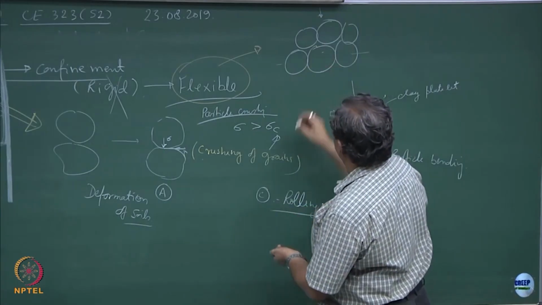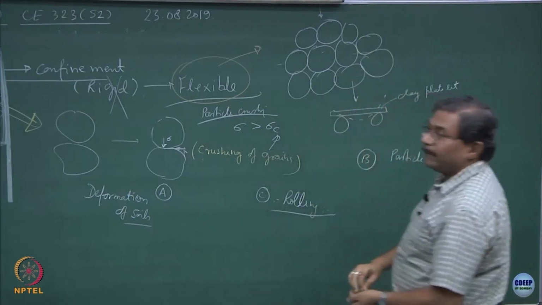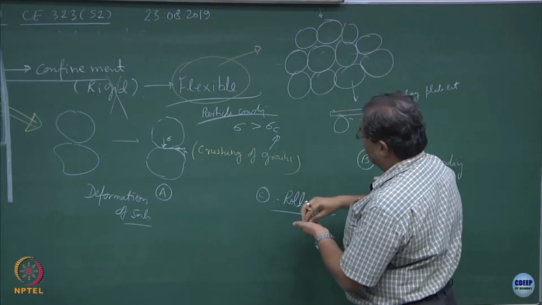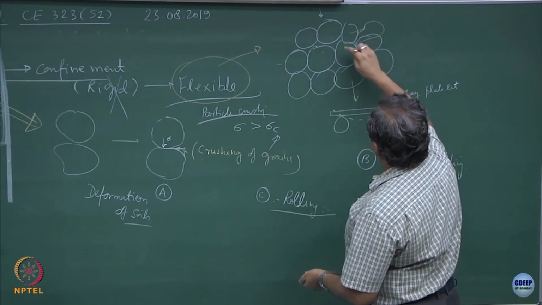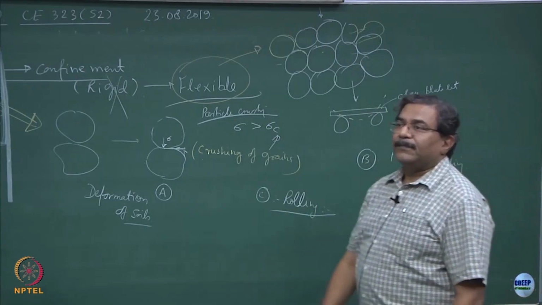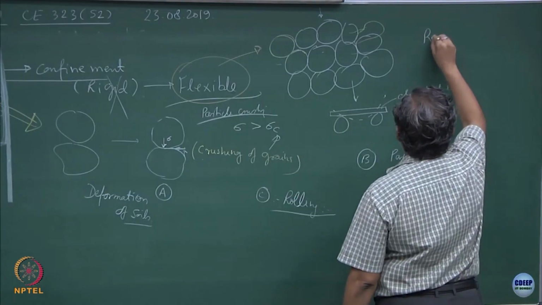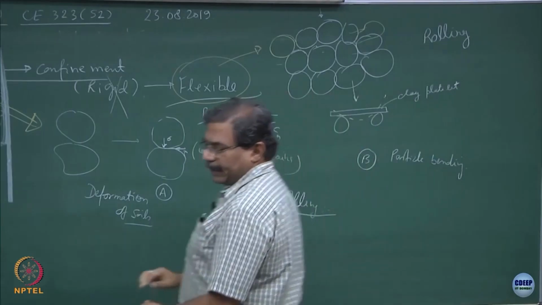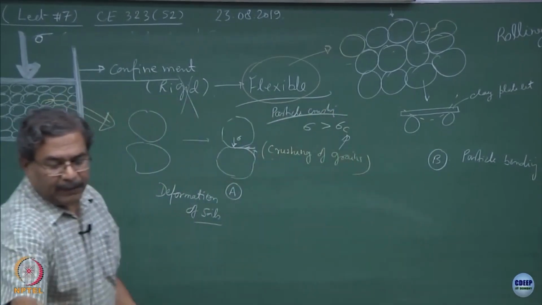Let me create few more particles to make my point clear. Okay. The moment you compress it, you apply loading on this, the chances are this particle will go and come and sit over here like this. This may come out and this may come and sit over here like this. This is what is known as rolling process. This is what I was writing here. So this is the C mechanism.